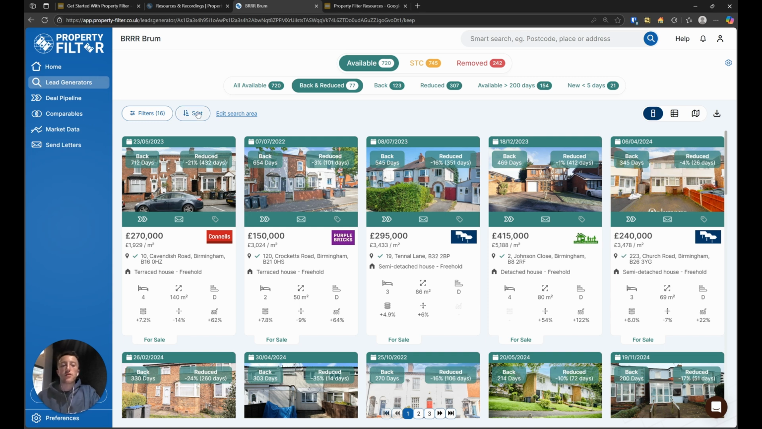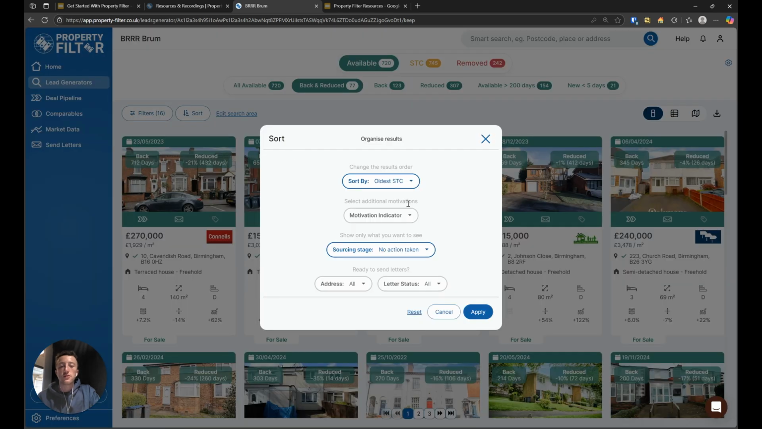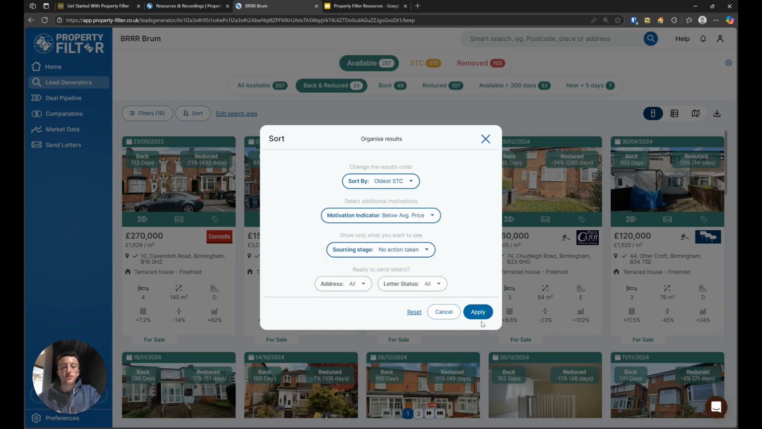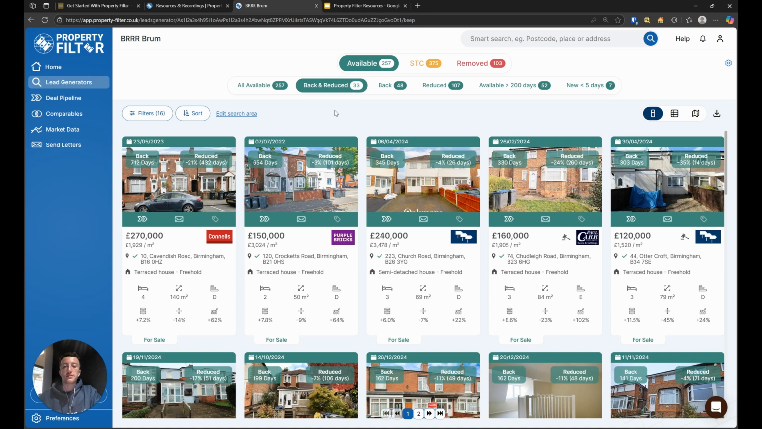And one more thing I thought I'd show you. If we go to sort, we can also filter it down even further. One of my colleagues, who has completed on 5 deals this year, his best friend is this below average price filter. So we can see currently in the back and reduce, we've got 77 properties. I'm selecting back and reduce, it's narrowed it down further to 33 properties.